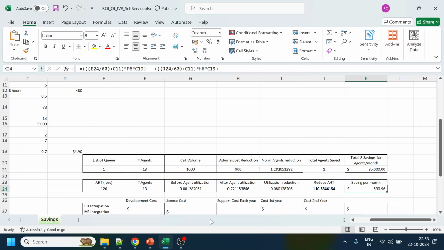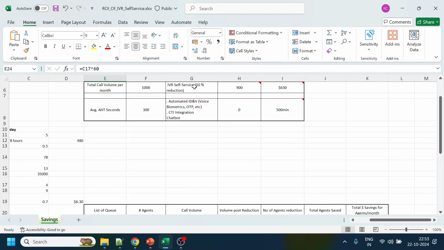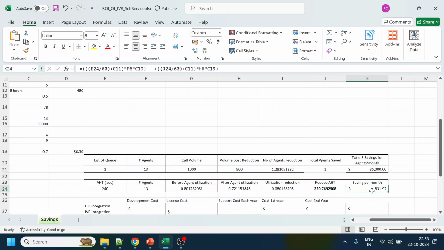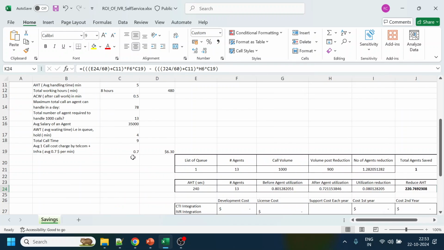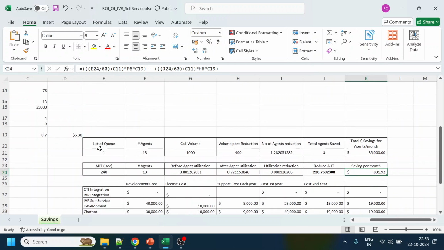Okay, so let's make a little change over here. If I change the average wait time to, let's say, 4 minutes, how much will it save? Earlier it was 240 seconds, that is for 4 minutes, and it reduced to 216 if we have the 10% reduction, right? And again, how much the saving is, is based on all the calculations that we have, like per minute cost, and what are the different costs involved in the telecom. Based on that, we get the figures right over here.